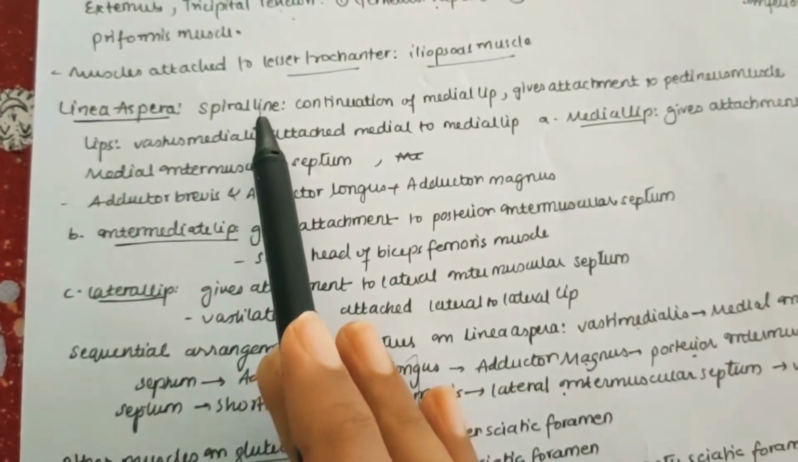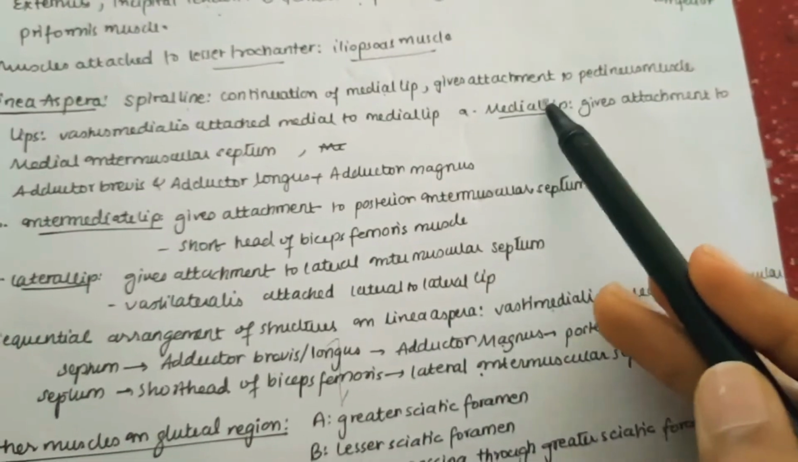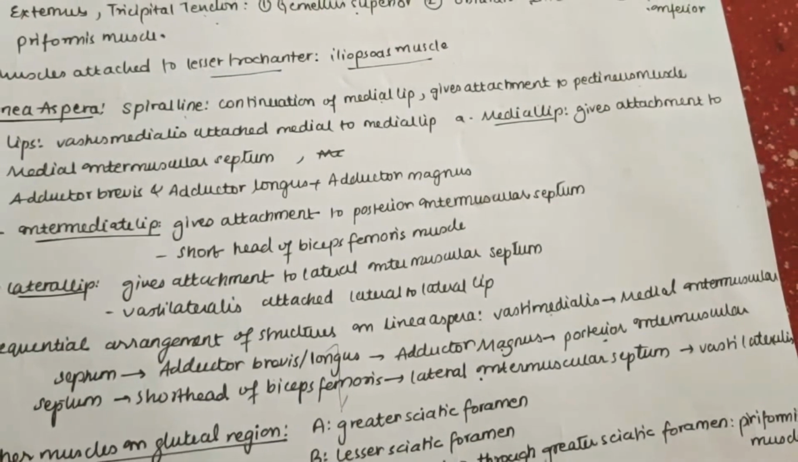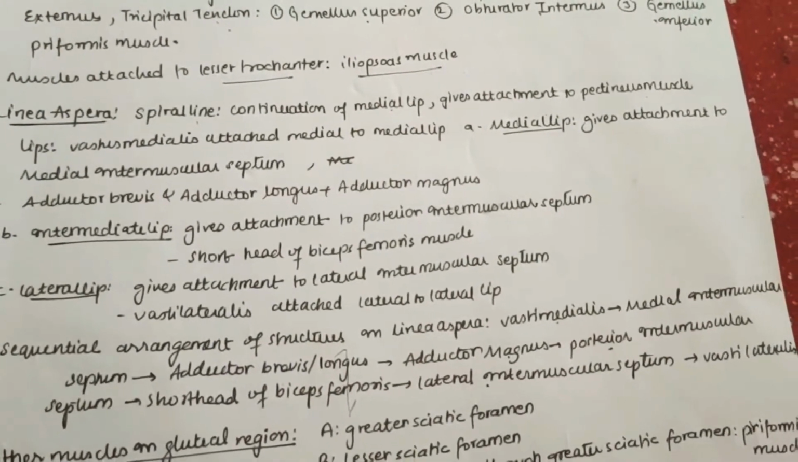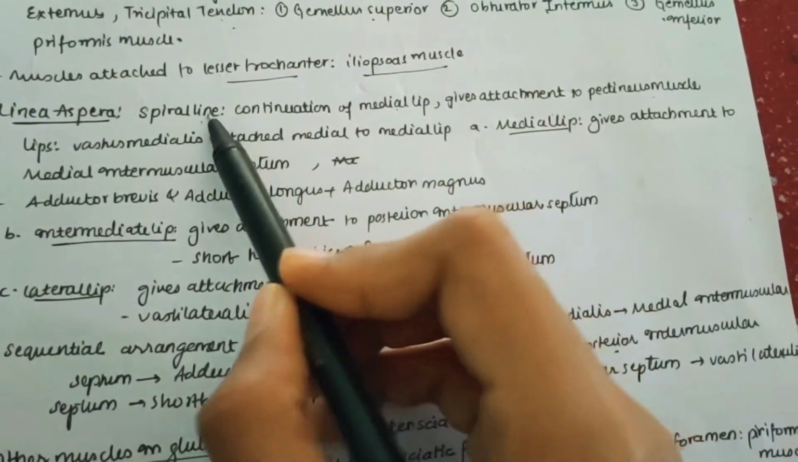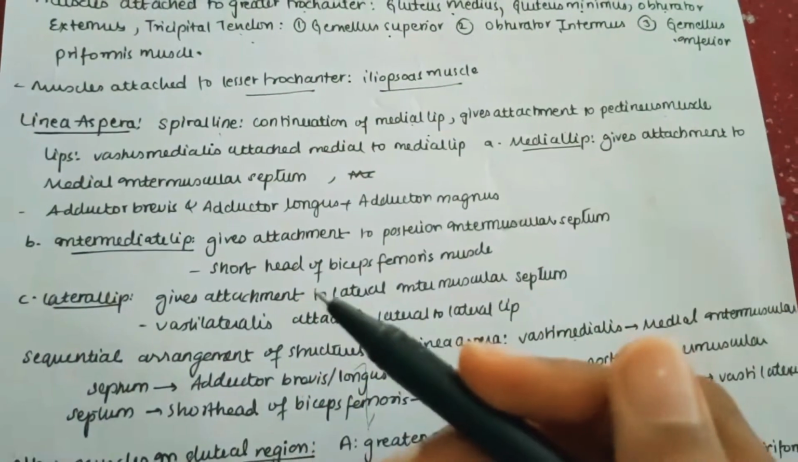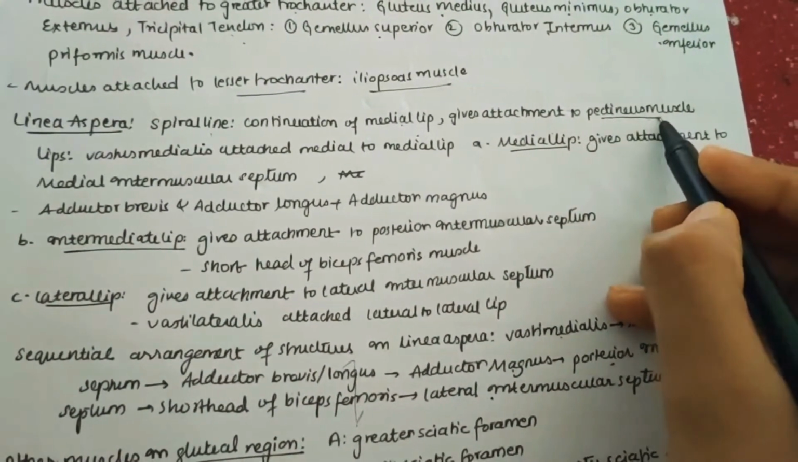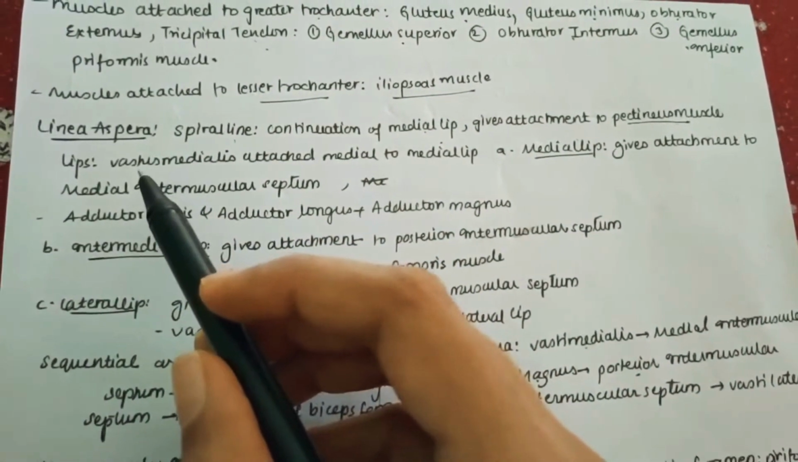Okay, so now let us see the theory related to it. So linea aspera, as I showed already, the spiral line is the continuation of the medial lip, and it gives attachment to the pectineus muscle. The pectineus muscle is actually a muscle of the anterior compartment and also the medial compartment. It's a hybrid muscle, right? So remember the spiral line, which is a continuation of the medial lip. All this linea aspera is on the posterior aspect of the femur, right? So this gives attachment to the pectineus muscle.